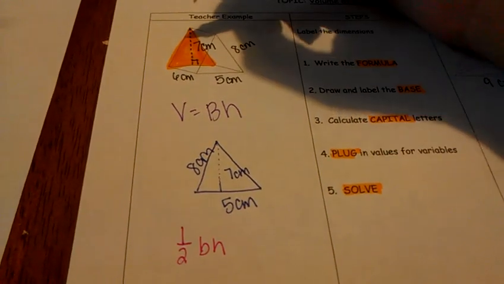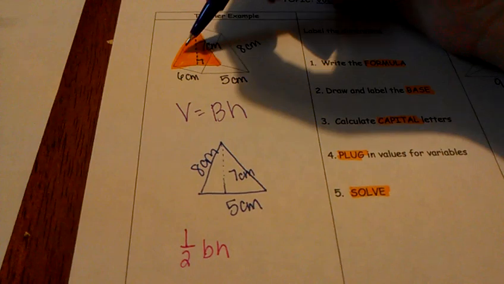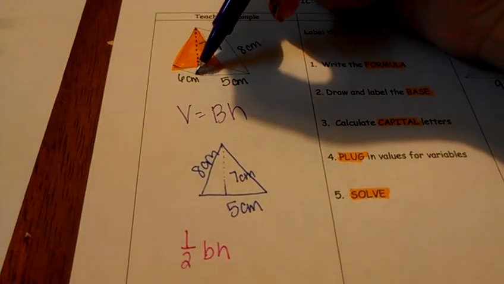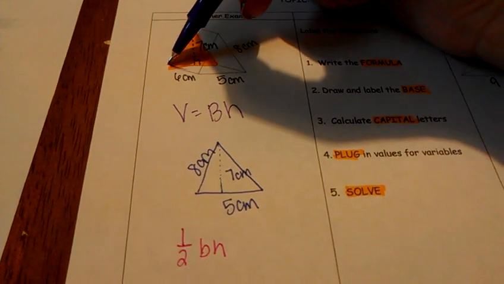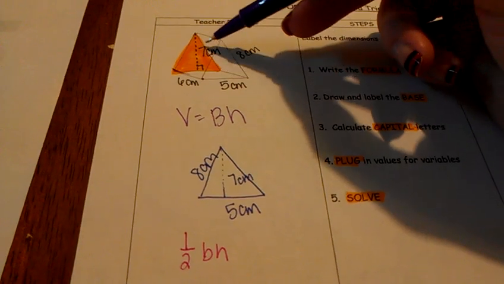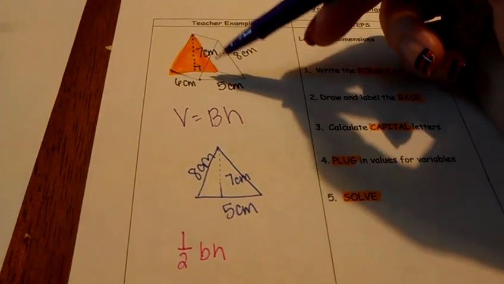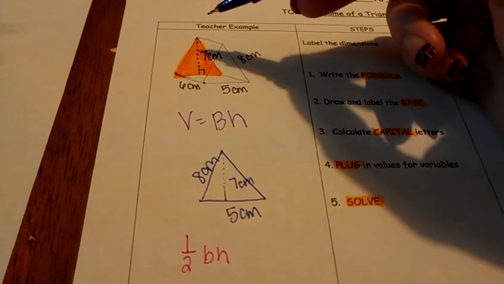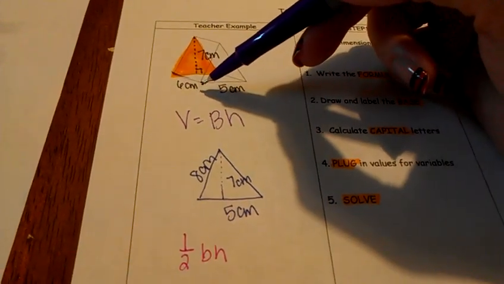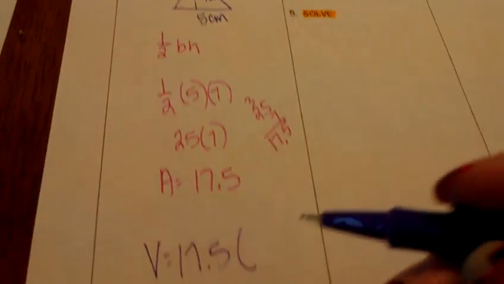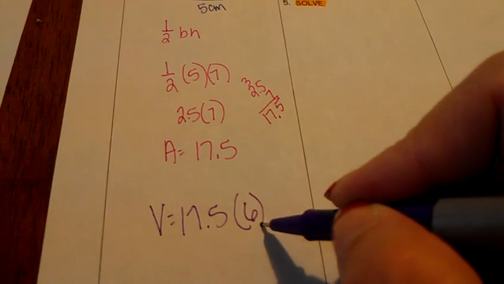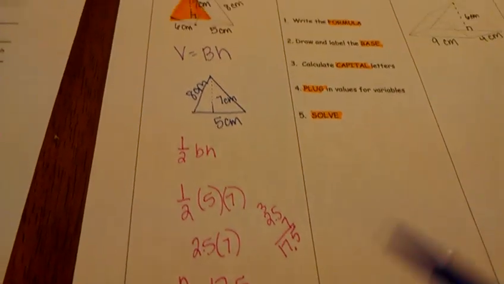Your height connects your two bases. You see how my triangle right here in the back, and then I have a triangle here in the front? My height connects the two bases. My height of the prism is 6. Imagine if this were sitting on its triangle. If this were tipped up and the triangle was on the bottom and the triangle was on the top, this 6 would be connecting your top to your bottom, and that is your height. That is the height that's referring to. 17.5 times 6.